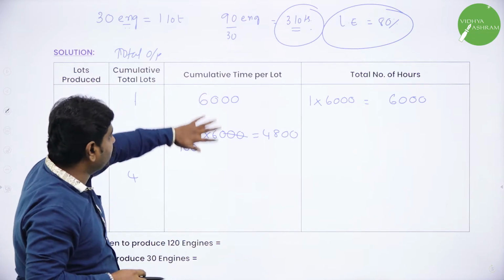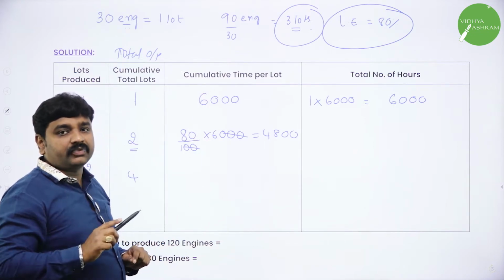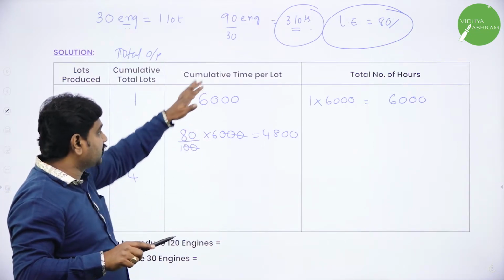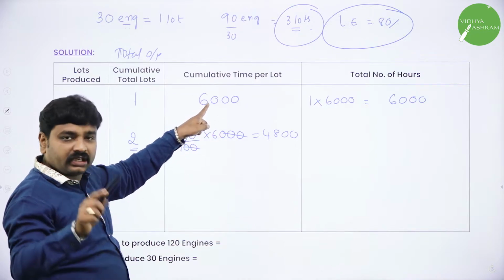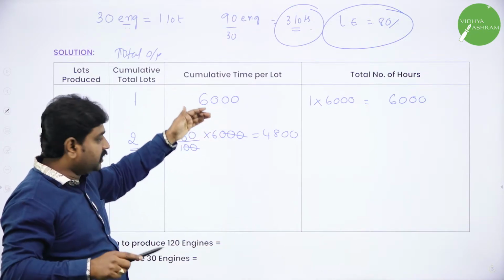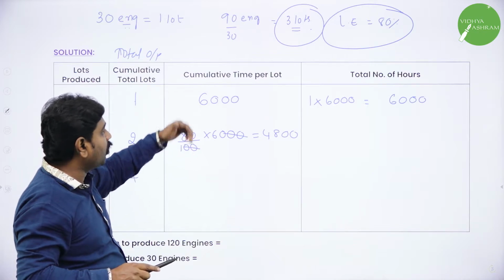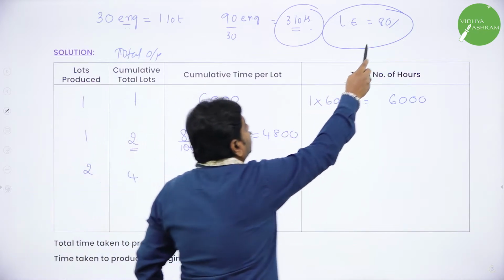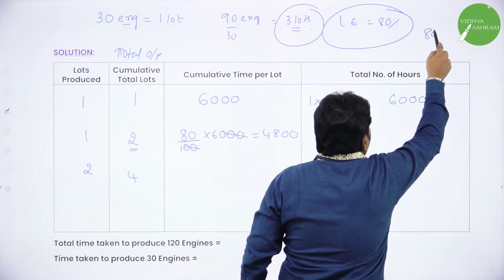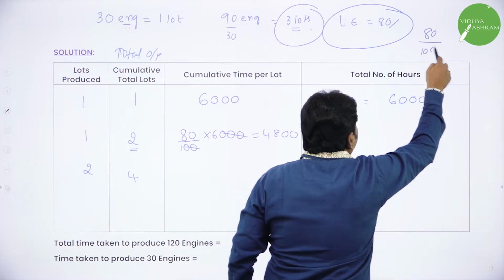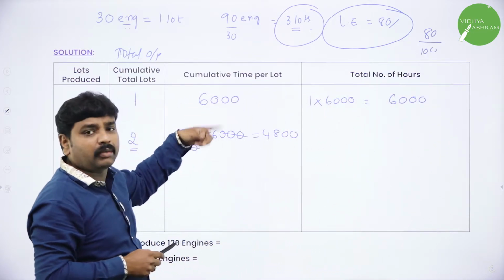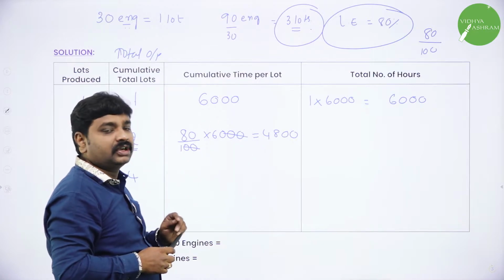Now I am teaching you how to fill the cumulative time per lot. How to fill cumulative time per lot? The third column is filled like this. First they will give the time in the problem, fill it. Next entry, learning effect into above time. What is the learning effect? 80%. 80% means what? 80 per cent means 80 by 100 of above time. What is above time? 6000. You do it, you will get this.